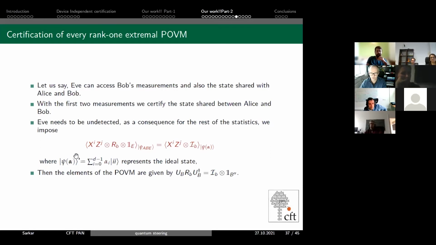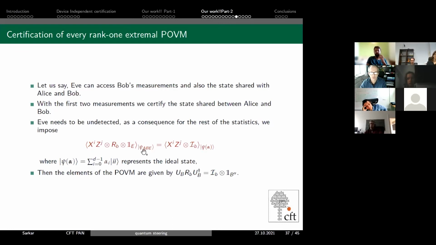So for this, what we require is that given all the rest of the statistics, let's say that Bob performs some non-ideal POVM RB and Alice performs all the sets of measurements which belong to the Heisenberg-Weyl basis. So this must be equal to some ideal POVM with these measurements, which acts on the ideal state.